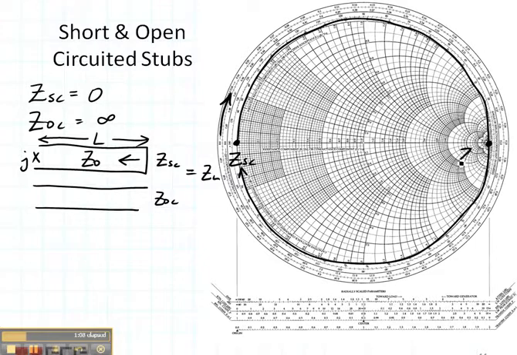The same thing happens with ZOC. Rotating towards the generator, I'm able to reach virtually every imaginary value. So all I have to do is change the length of the line, and I will be able to create an imaginary component of any size that I want.